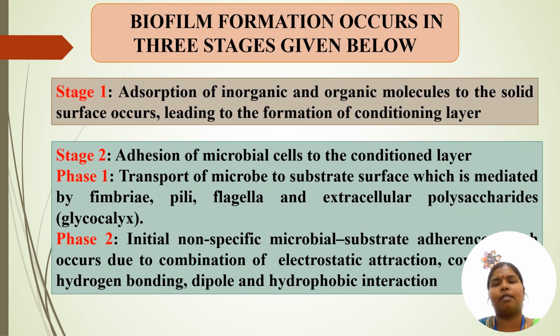Biofilm formation occurs in three different stages, which are given below. The first stage involves the formation of a conditioning layer. Stage 2 is divided into three phases. Phase 1 involves the transport of microorganisms to the conditioning layer, and they get attached to the conditioning layer by means of fimbriae, pili, flagella and extracellular polysaccharide. Phase 2 has an initial non-specific microbial substrate adherence by means of electrostatic attractions, hydrogen bonding and covalent bonding.